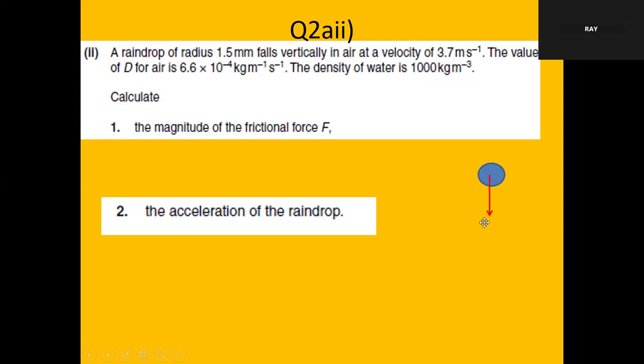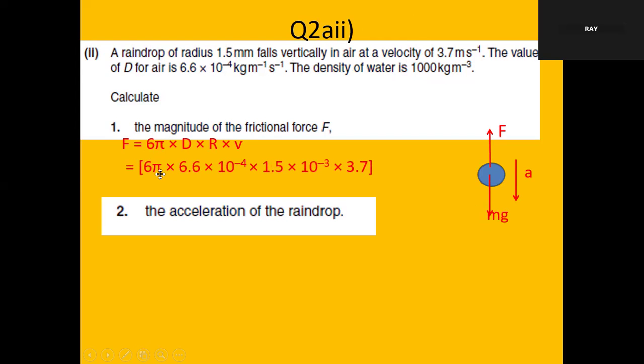They give you the formula, they expect you to use the formula. Have a picture of what is happening in your mind. If you don't, draw it out. That's your frictional force. Put in your value. D is given there. That's your D. R, change it to meter. V, 3.7.